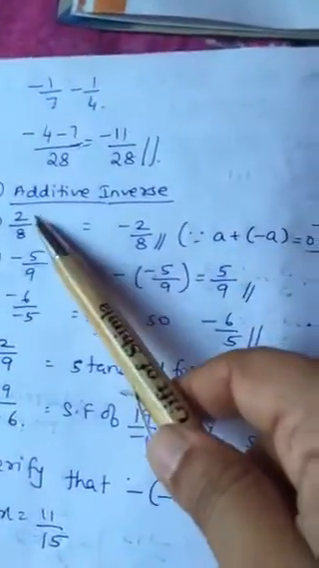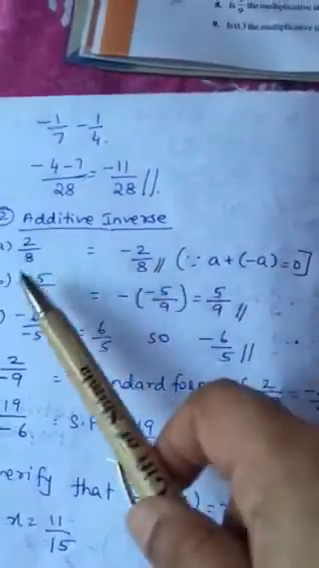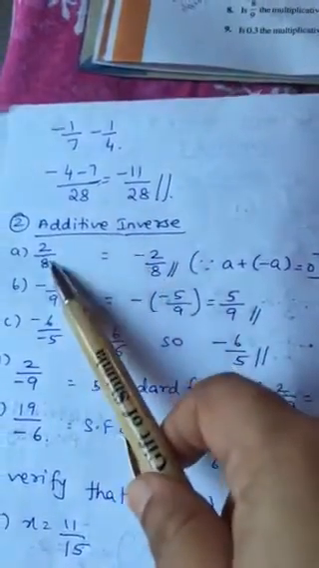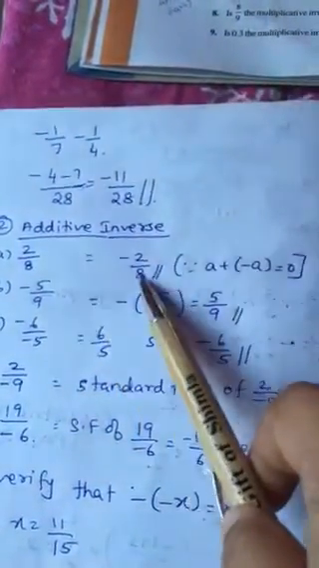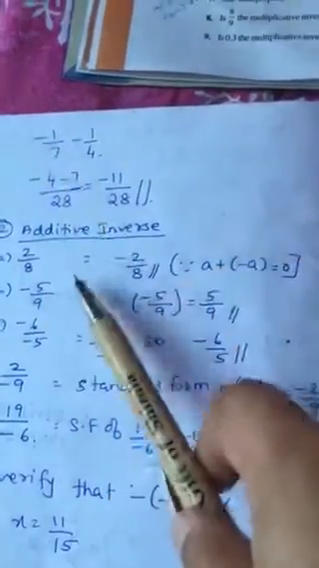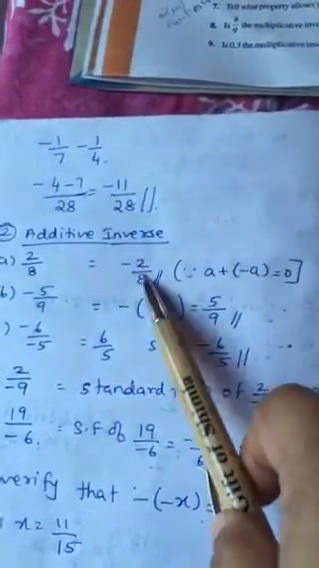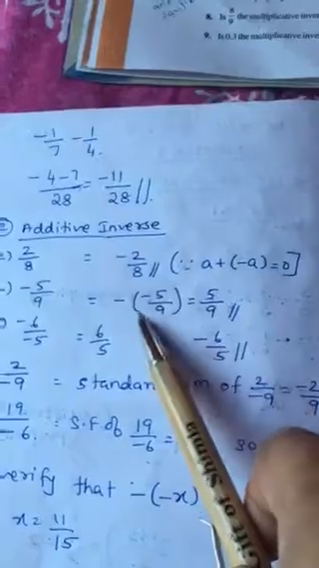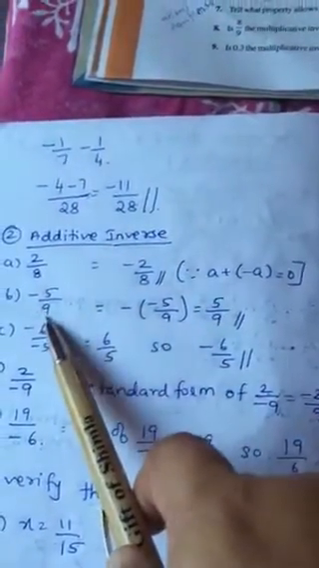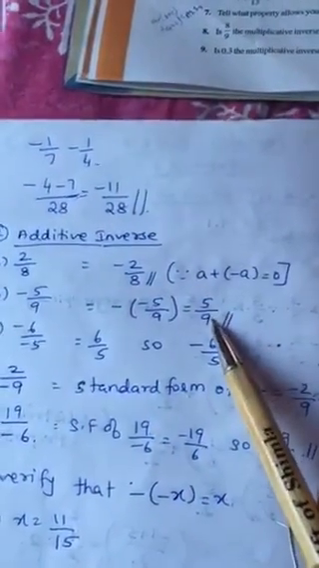So for 2 by 8, the additive inverse would be just to change the sign, because if you add this plus and minus, it should be 0. So you just change the sign of whatever is given here. For any additive inverse, just change the sign. If it's negative, it changes to positive.